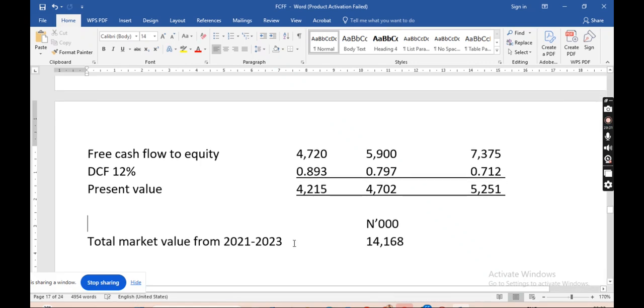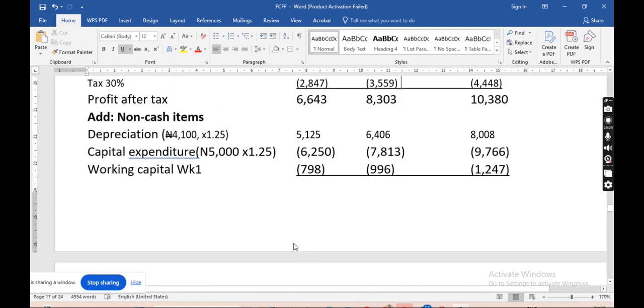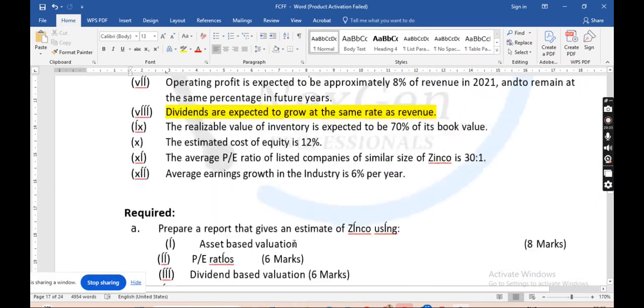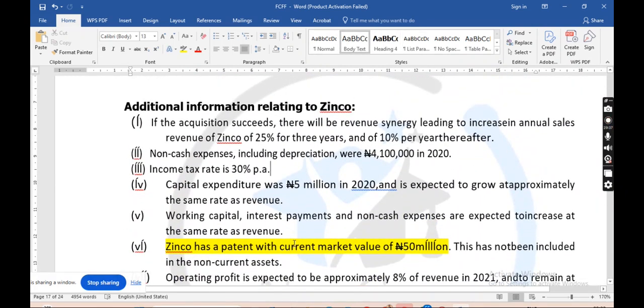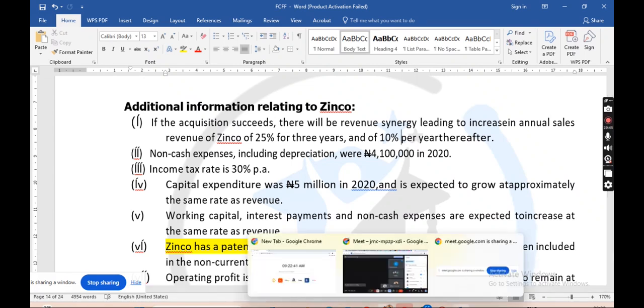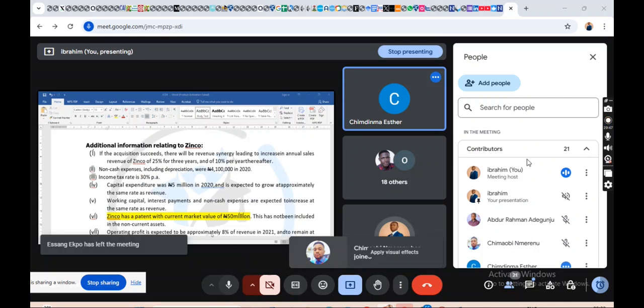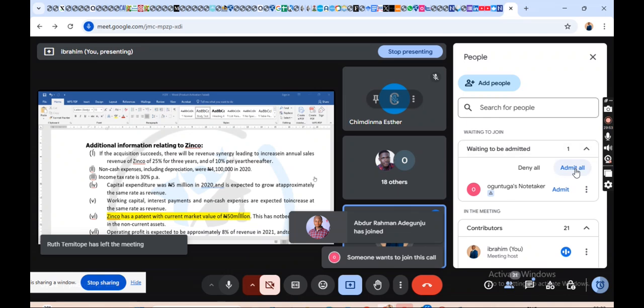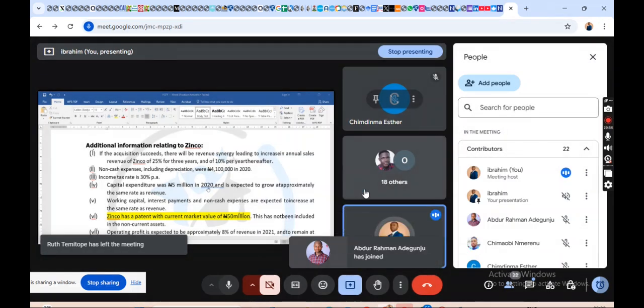The answer is no. We are not done, right? Now, don't forget, we were given that the revenue will increase by 25% for 3 years and 10% after. What it means is that you will still have to do to infinity. Class, you will still have to do to infinity. That is what it means.